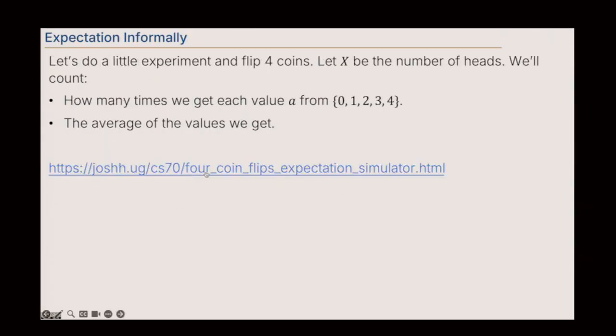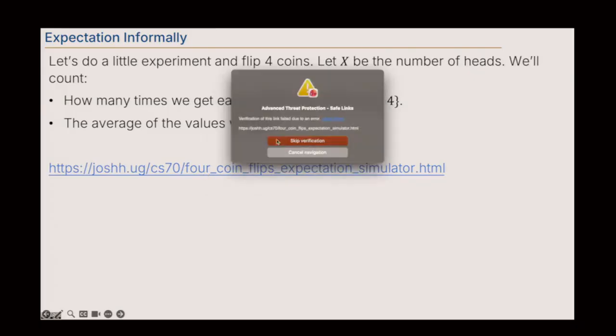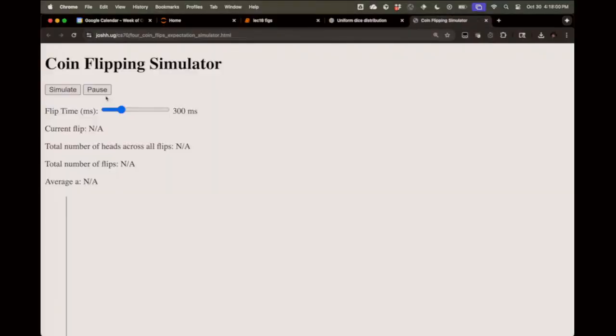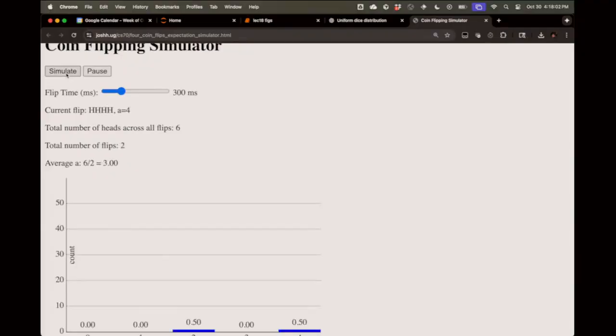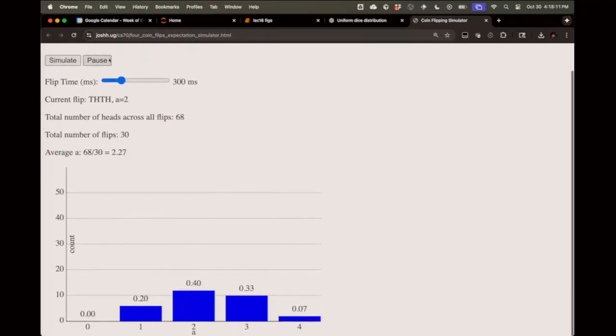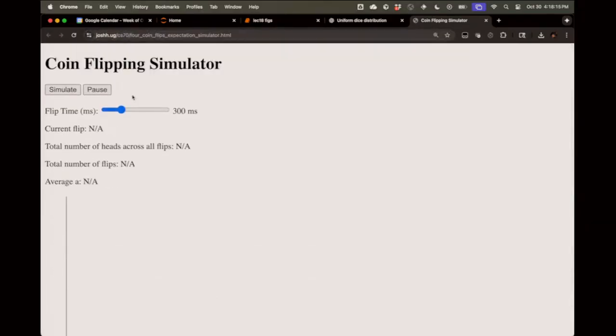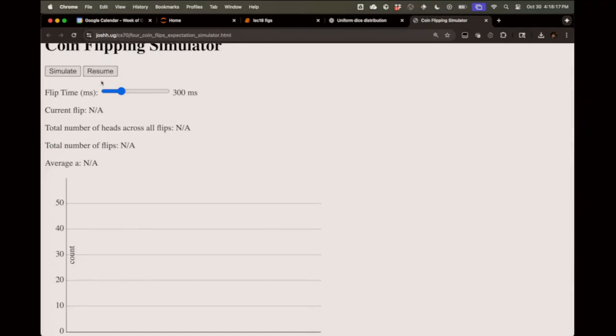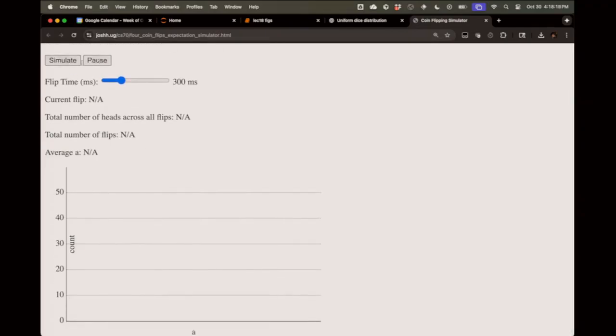Okay. So I'm going to do a little experiment, and we're going to flip some coins. This is pretty fun to do. Okay, so here we go. Coin flipping simulator. I'm flipping some coins over time, and as I'm flipping coins, I am counting the total number of heads across all the flips. Can we do just one? Yeah, there we go. So current flip: our flip was heads, heads, tails, tails. And what we're showing in the simulation is we're counting the number of heads.